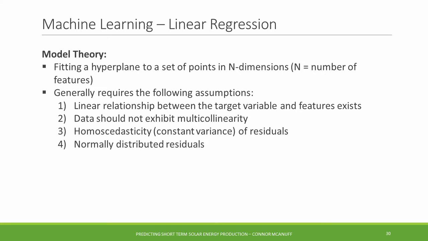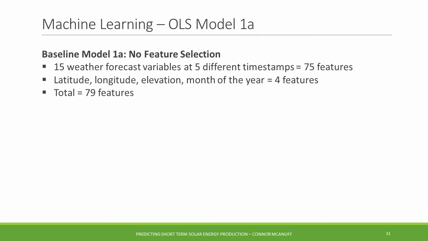The first model we will use is linear regression. It involves fitting a hyperplane to a set of points in n dimensions, where n is the number of features. Linear regression typically requires the following assumptions. 1. A linear relationship between the target variable and features exists. 2. The data should not exhibit multi-collinearity. 3. Homoscedasticity, that is, constant variance, of residuals. 4. Normally distributed residuals. The first model is ordinary least squares with no feature selection.